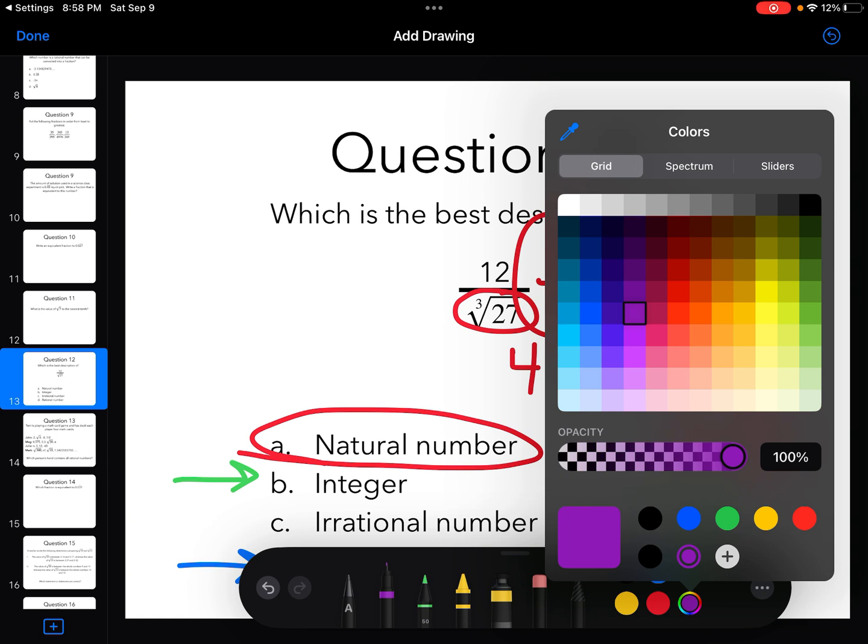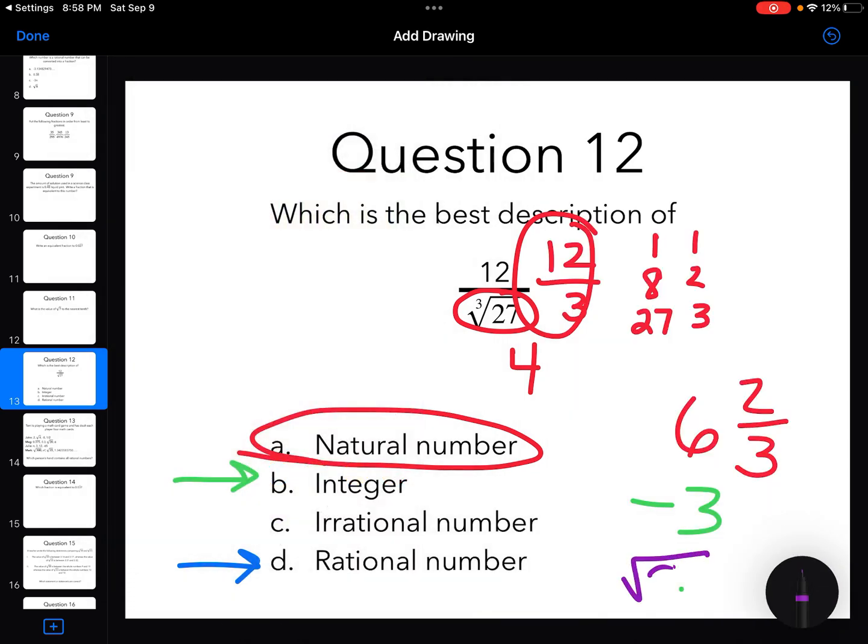There we go. Let's say I ended up with the square root of 53, which you are not going to end up with. Then I would have gotten an irrational number. So you want to look at the best description of the number that you have. So if you end up with a whole number, that's a natural number. If you end up with a negative whole number, that's an integer. If you end up with a fraction or a decimal, then that's going to be a rational number. If you end up with a square root or a cubed root that's not perfect, then that's going to be an irrational number.